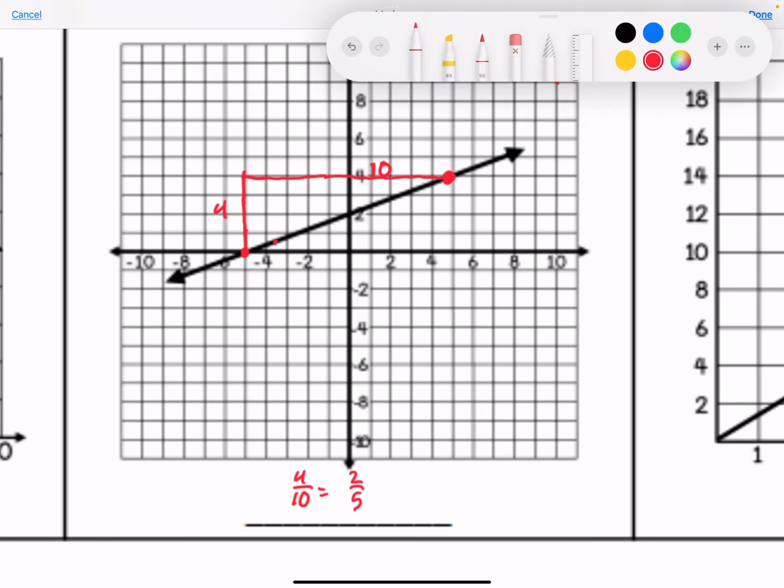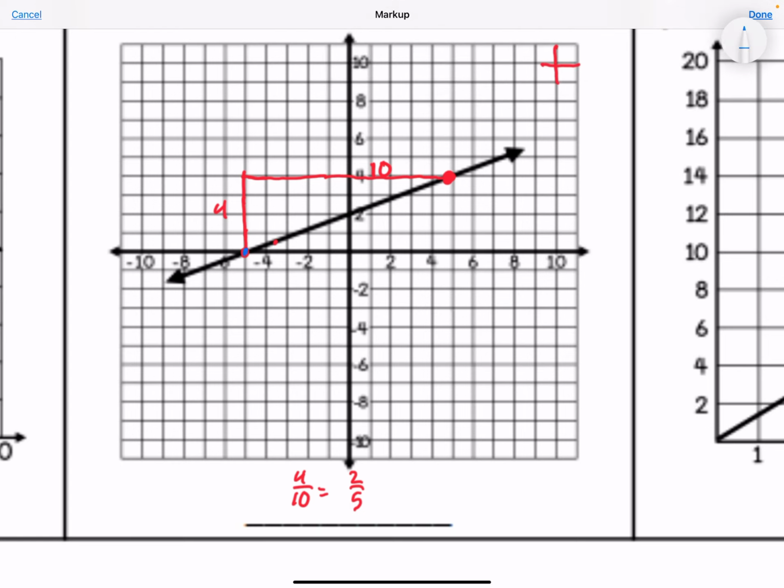To show you the difference, I could have chosen a smaller point. I could have chosen this point to this point. I'm still going up 1, 2, 3, 4, 5. And I know it's that because of the scale.